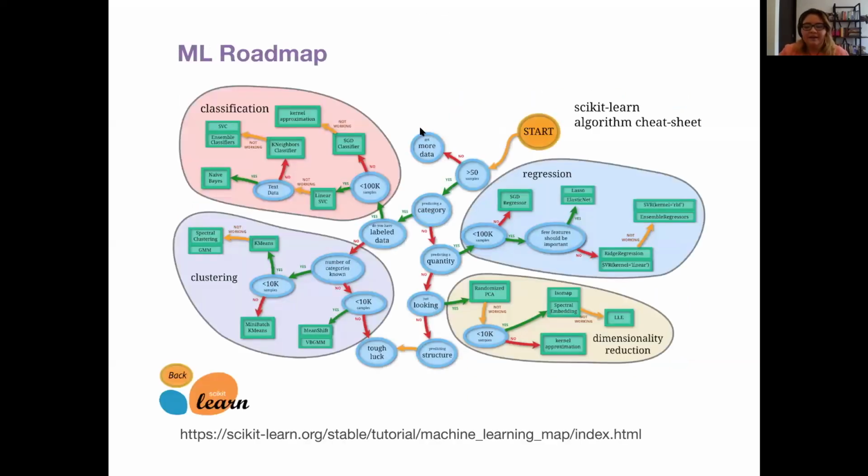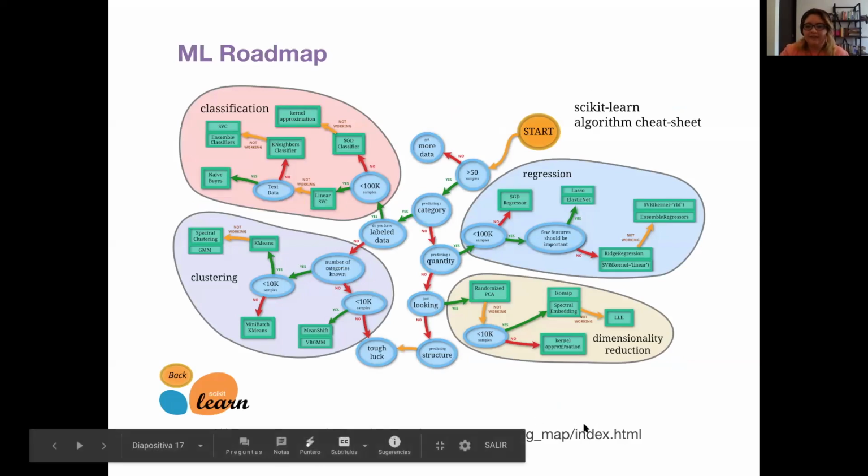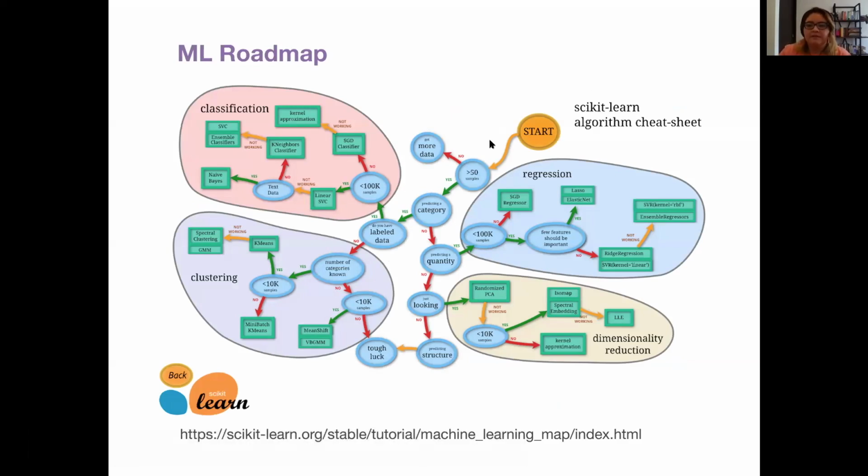Here, I want to use this roadmap. You can find it on the Scikit-Learn page. I want to use it because honestly, I couldn't have done it better. So let's see some examples. I mean, this looks like Jumanji or something.